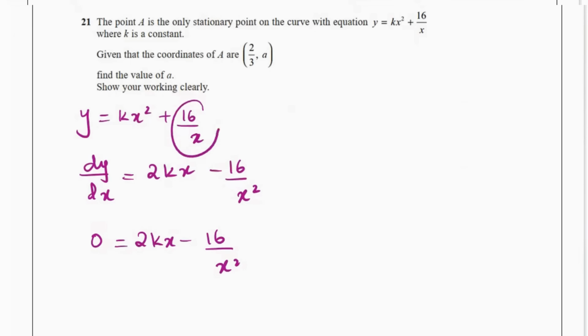In case you're confused about the differentiation of 16 over x, 16 over x is the same as 16 to the power of negative 1. I bring the denominator to the numerator, so the power becomes negative. Now when you bring the power down, it's going to be negative 16 and negative 1 multiplied. And then we subtract 1 from the power, so that's going to be negative 16x to the power of negative 2, which is the same as negative 16 over x squared.